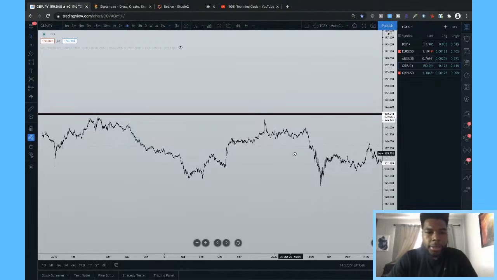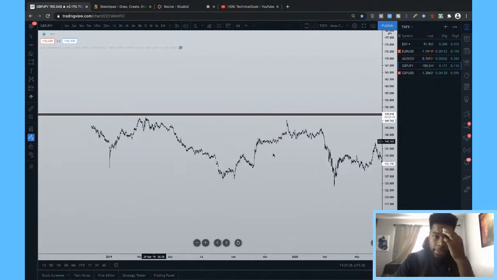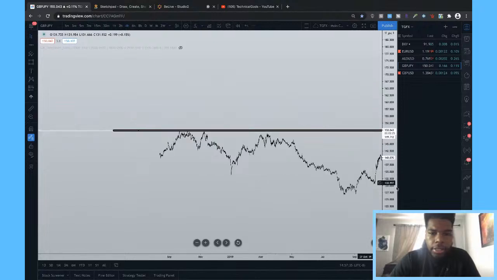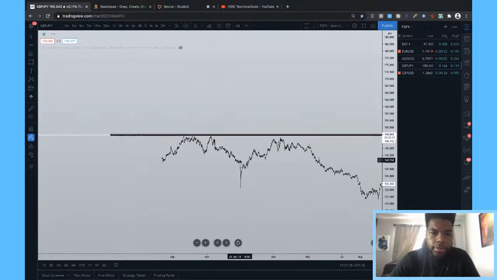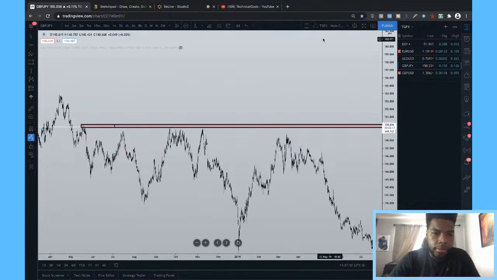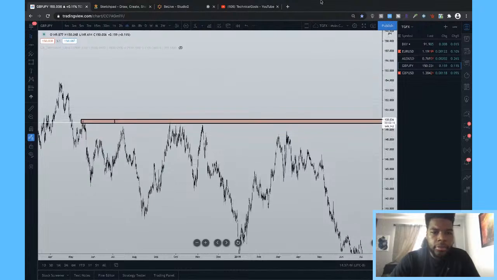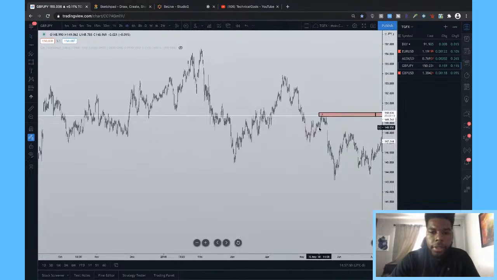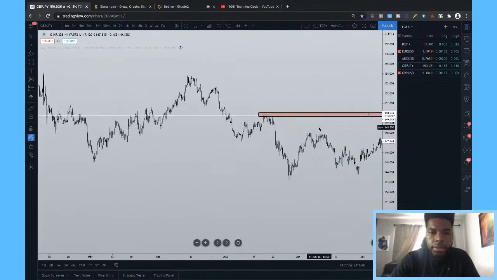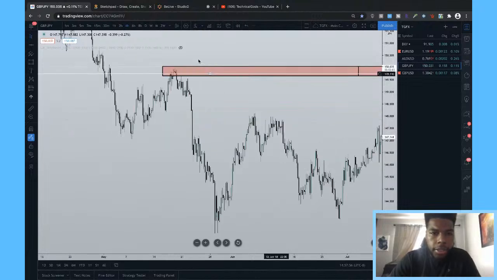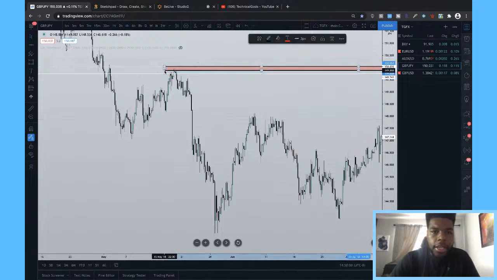I think when I stream, the TradingView gets laggy or something. All right, so here we are. All right, so we're gonna zoom in and fine tune this zone real quick. And basically all we're doing is fine tuning it to the wicks. All right, so we're just gonna do that.